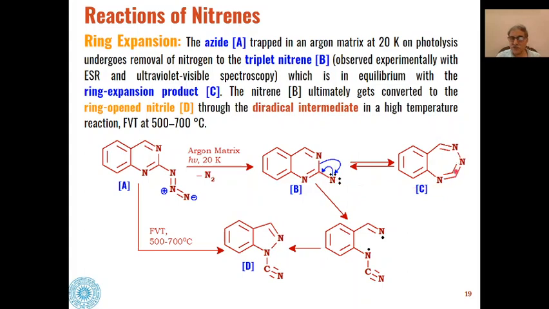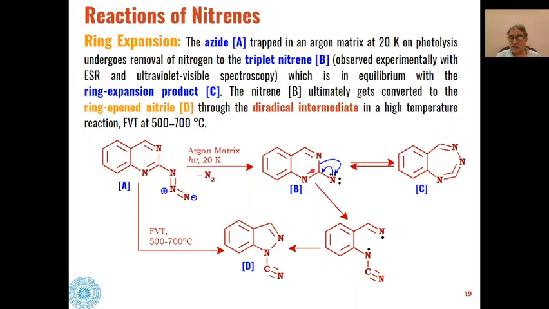So this is the carbon nitrogen double bond that has been formed, and one was already there. So these are two carbon nitrogen double bonds adjacent to each other, and these two structures are in equilibrium with each other. So this is how a ring expansion can take place in nitrenes.